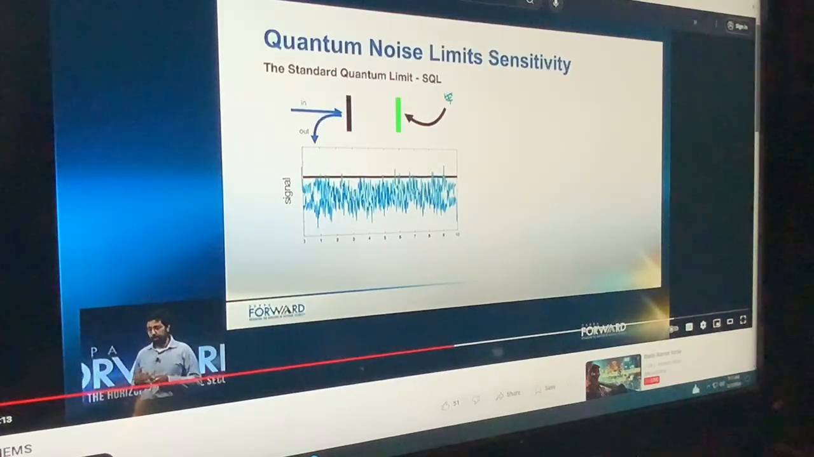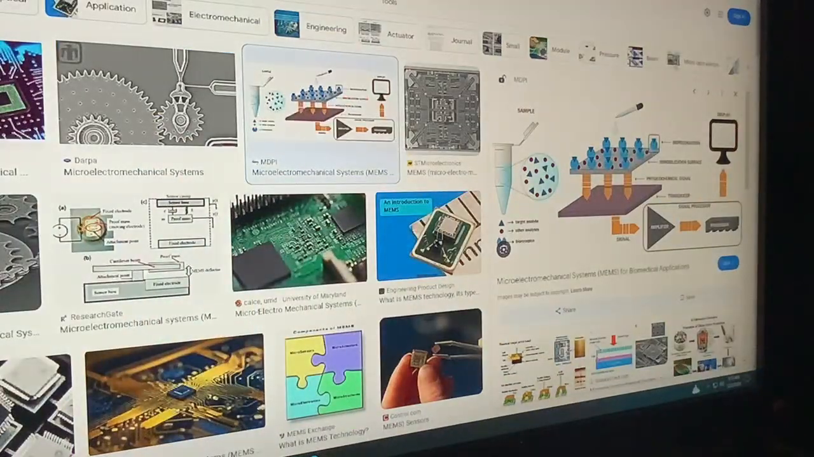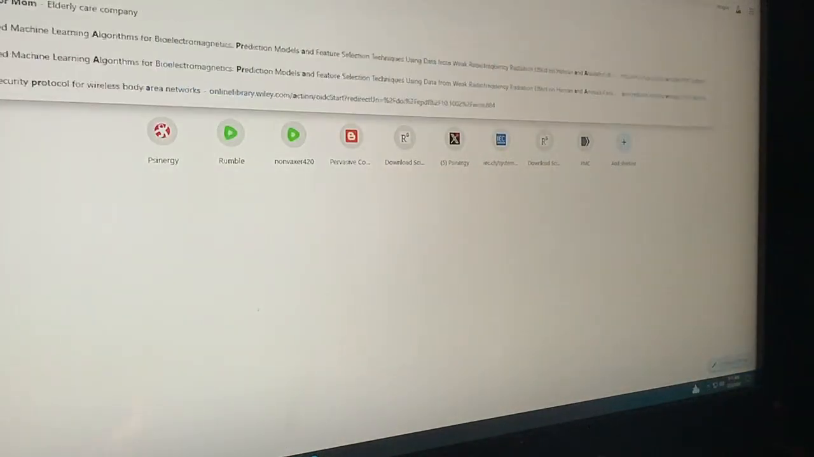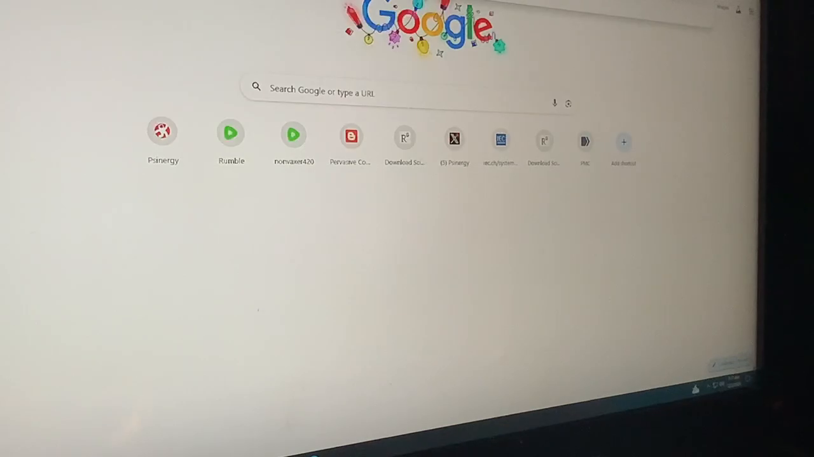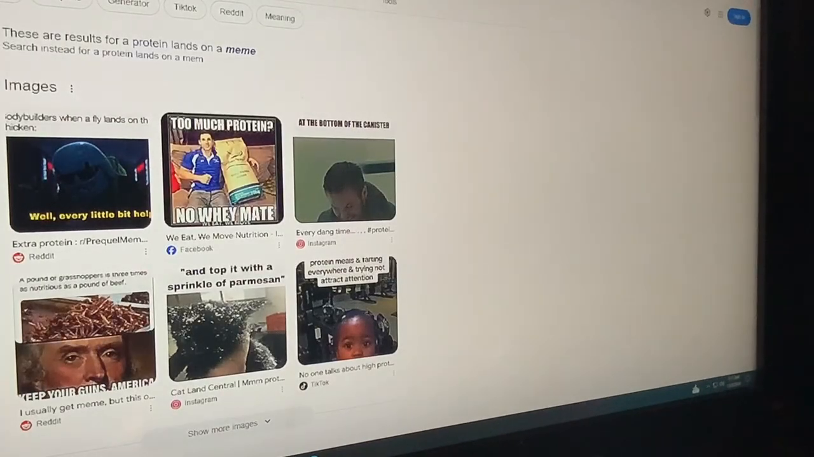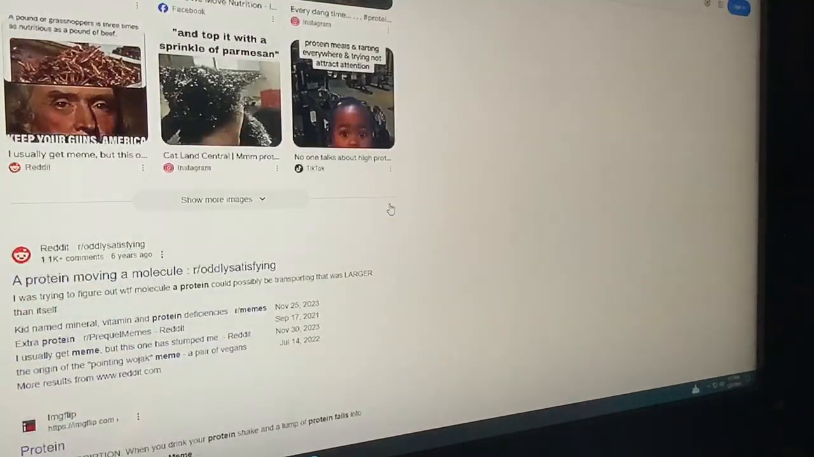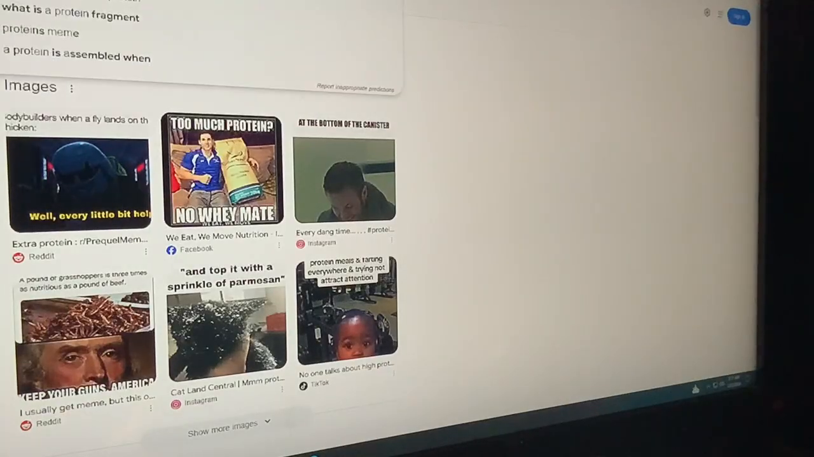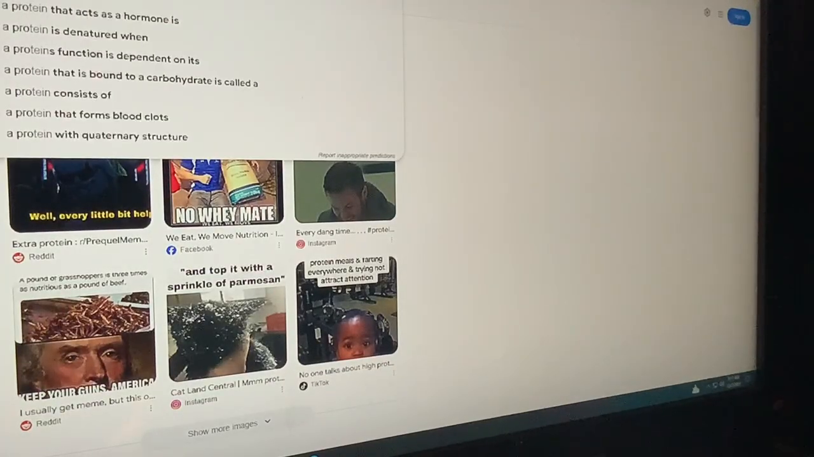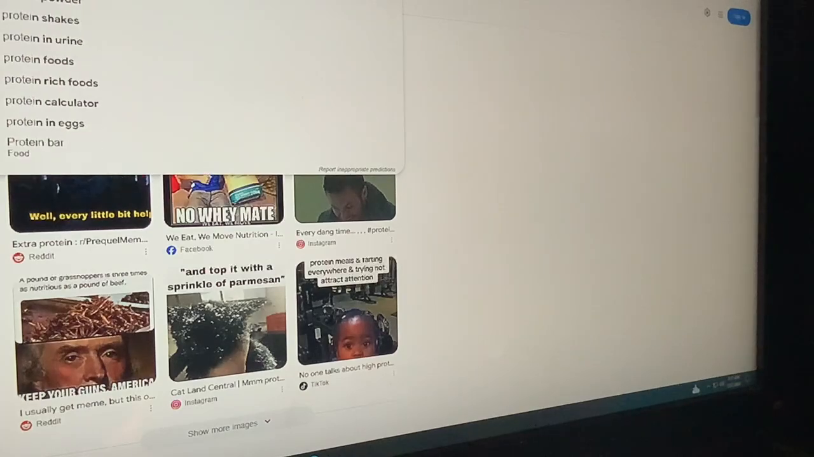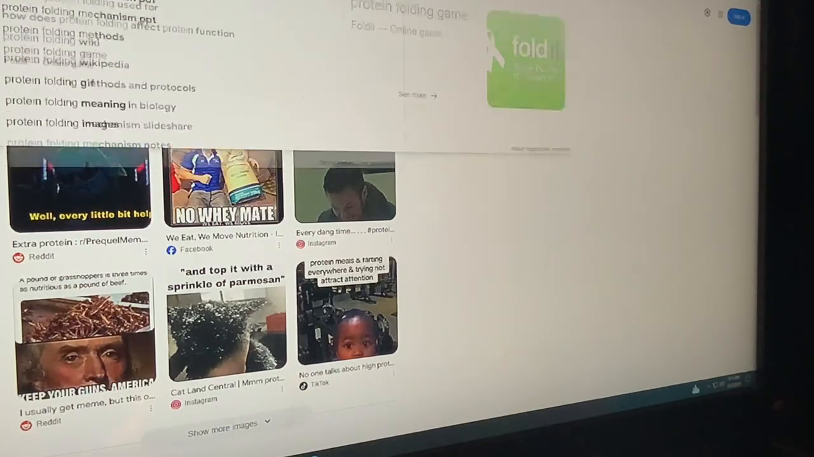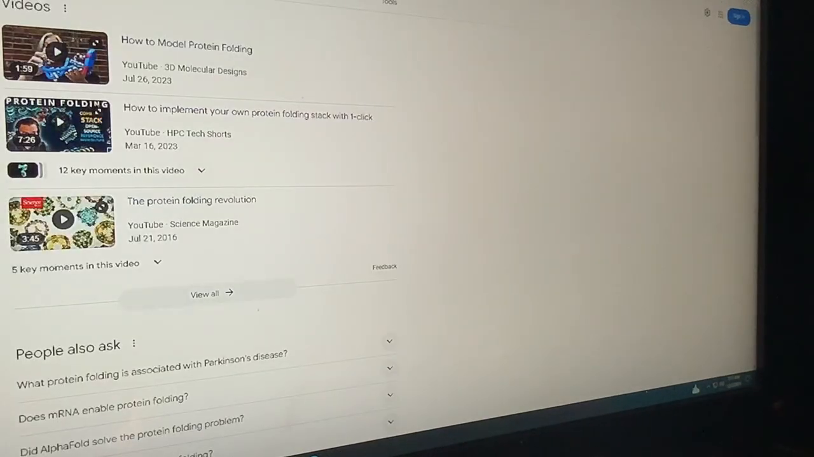He just mentioned a protein landed on a MEM. I want to see that. A protein lands on a MEM. Yeah, good luck with that. Hang on. Let me do it a different way. Protein folding with MEMS, not memes.